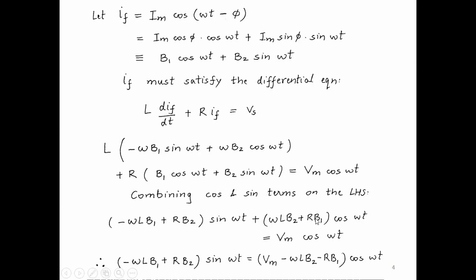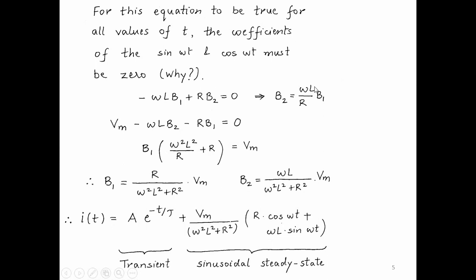Alright. Then I take this cos omega t term on the right hand side. So we'll get (minus omega L b1 plus R b2) sin omega t equal to (Vm minus omega L b2 minus R b1) cos omega t. Now we say for this equation to be true for all values of time t, the coefficients of the sin omega t and cos omega t must be 0.